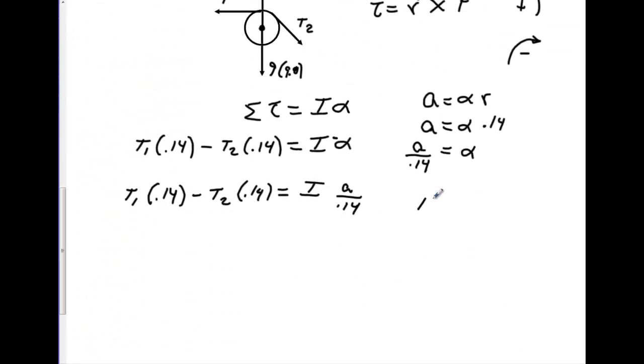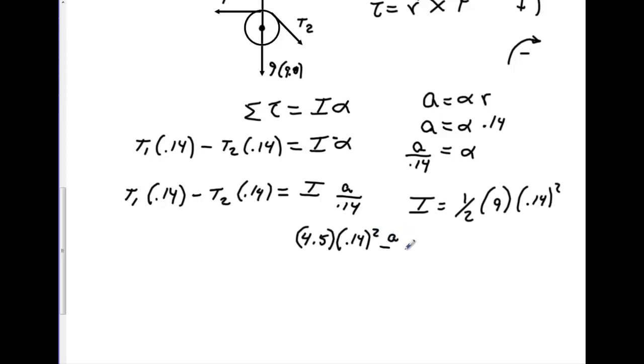So I, the moment of inertia, is going to equal 1/2 times the mass, which we know is going to be 9, times 0.14 being the radius squared. So let's redo that, and that's going to give us 1/2 times 9 is 4.5 times 0.14 squared times my acceleration over 0.14 is equal to T1 times 0.14 minus T2 times 0.14.